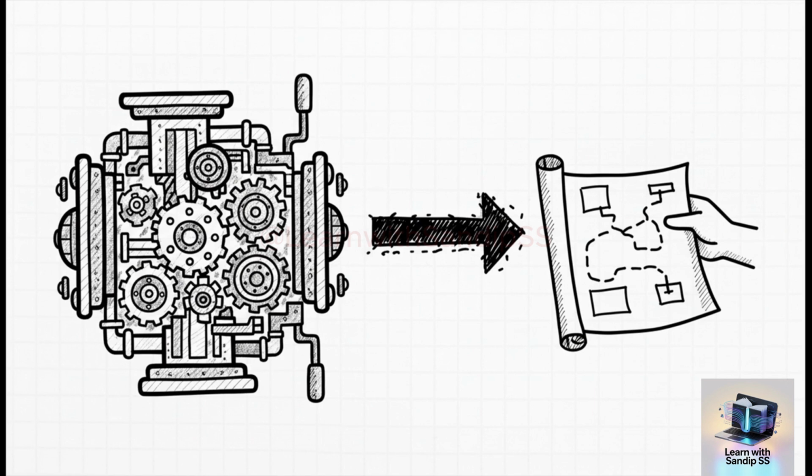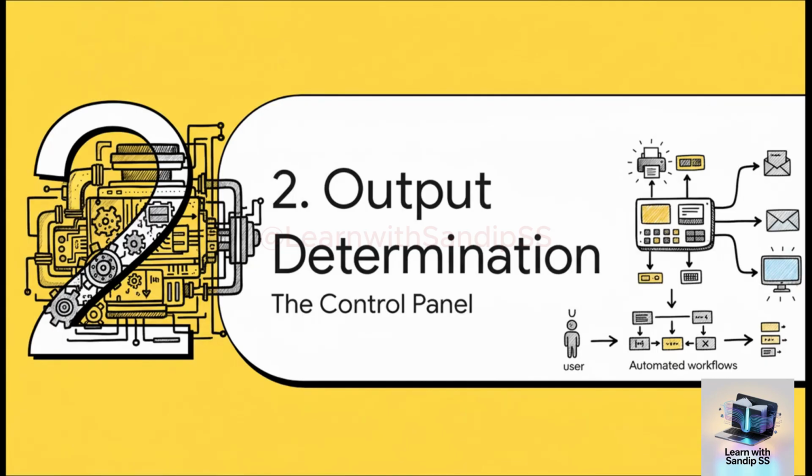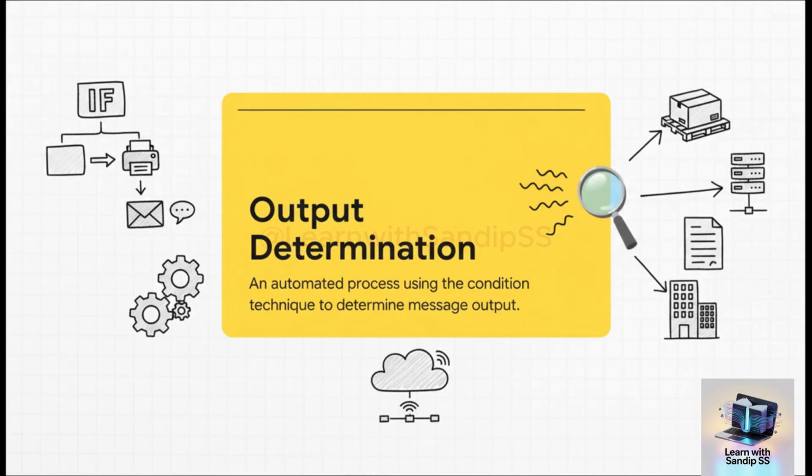The only thing it's missing is a roadmap, the instructions from us on what to do when we post a movement. And that engine, that central control panel for every single communication that comes out of the system, has a name: output determination. This is the concept that's going to take you from just being a user who clicks save to a designer who actually architects automated workflows. So what is it really?